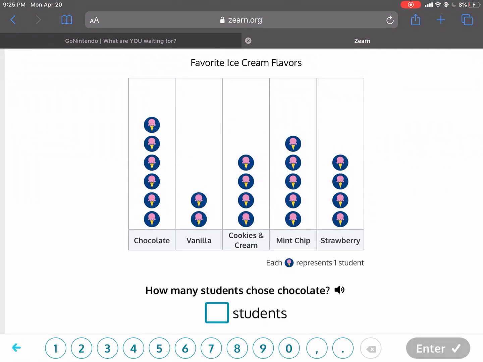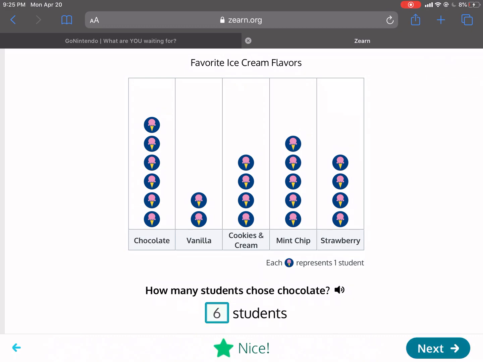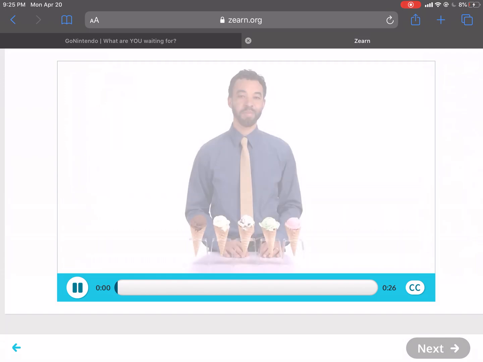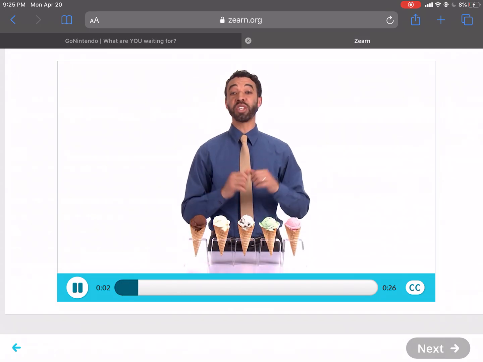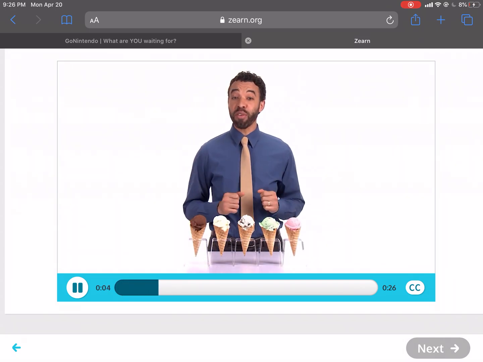How many students chose chocolate? If we just count the number of ice cream cones, we can get that answer because each ice cream cone represents one student. So 1, 2, 3, 4, 5, 6. Nice job reading the picture graph. Are you ready to look at a different one?